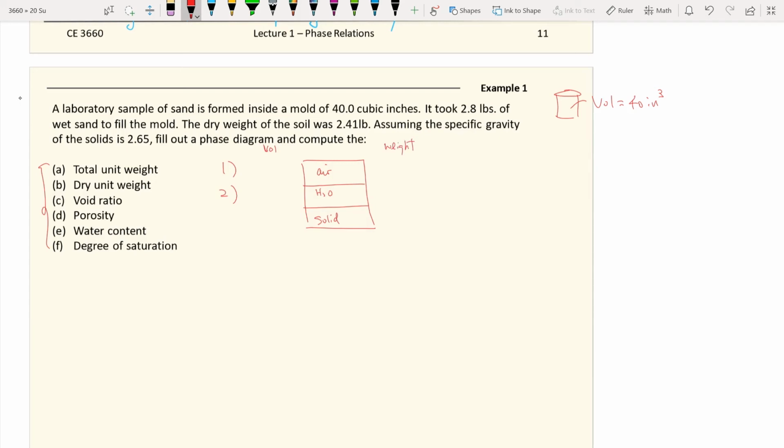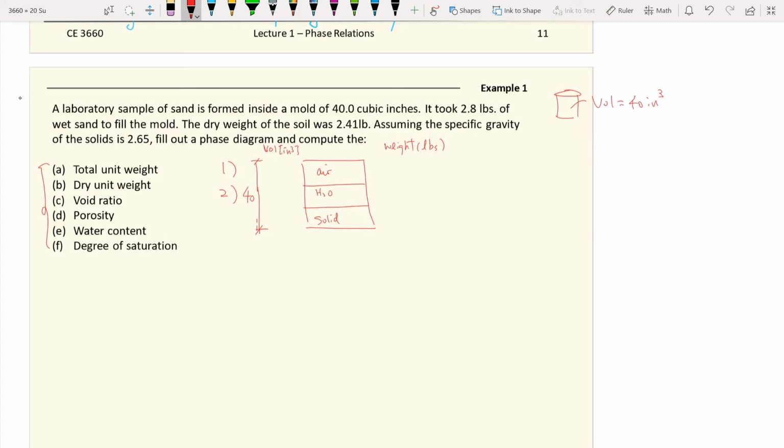It is given that the total volume is 40 cubic inches. So we have 40 right there. The volume is in cubic inches, and the weight is in pounds. Don't forget about the units. Always put down the units. It helps you a lot. Take your time and make sure everything is well organized. Don't forget about the details. Being a geotechnical engineer, it is very important to pay attention to all the details.